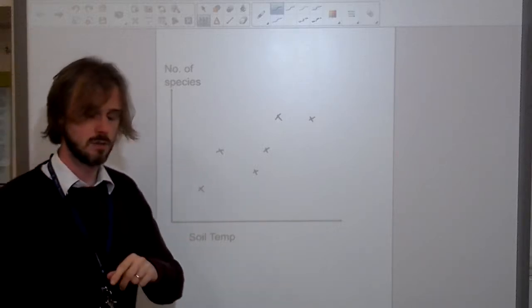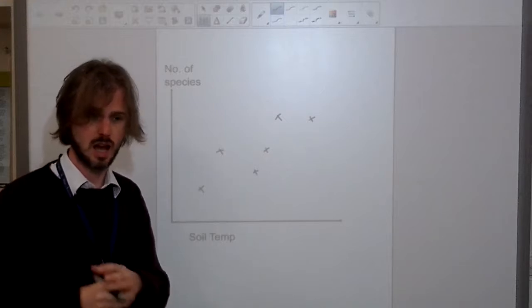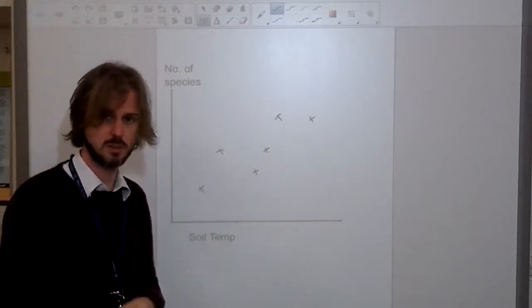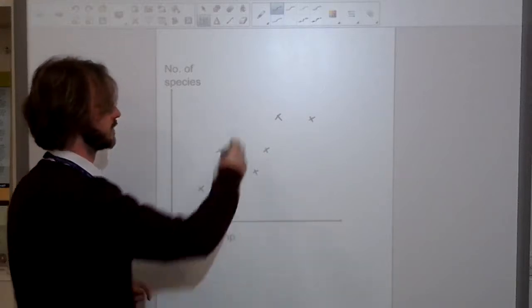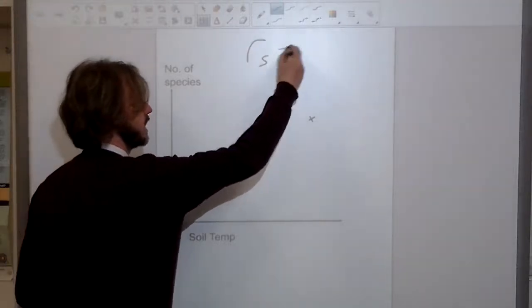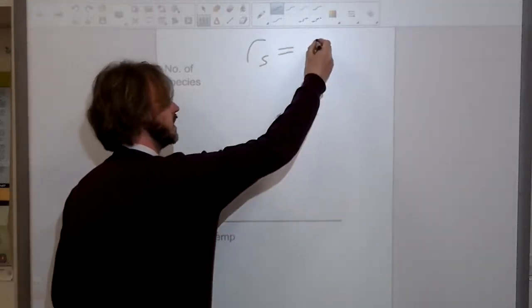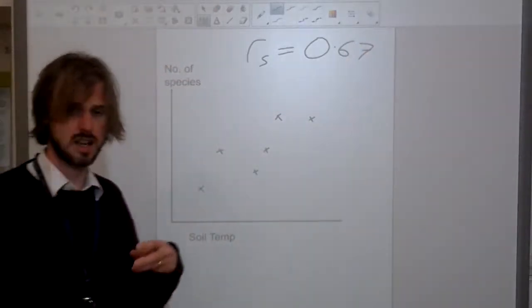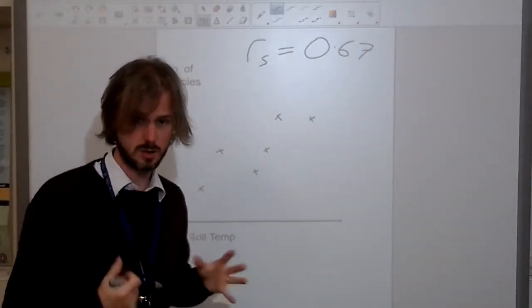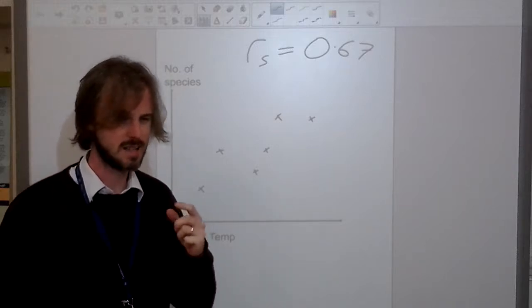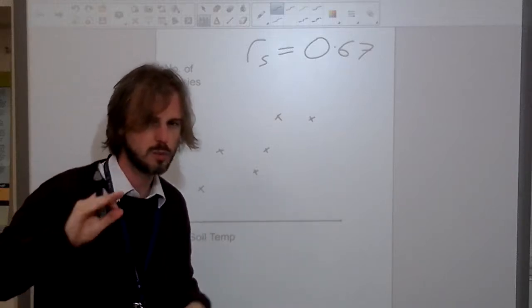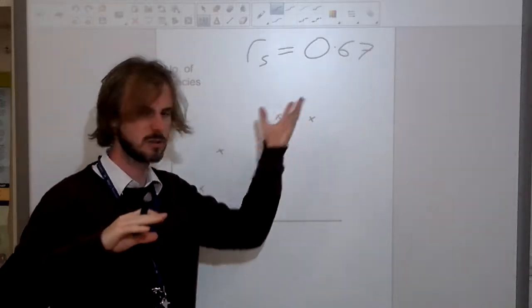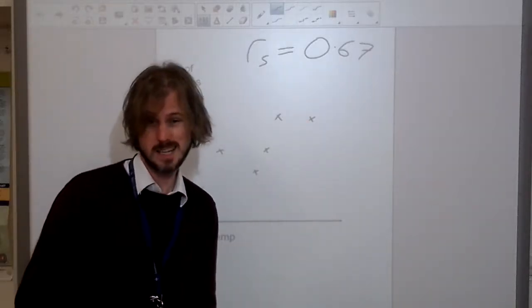And at the end of that video, I had invented some results linking soil temperature to the number of species found in each quadrat. And we calculated this and we got a Spearman's rank correlation coefficient of 0.67. And I ended by saying that's pretty good. That's positive, so it's showing a positive correlation. And it's quite close to 1. Remember, 1 would be the perfect correlation, and 0.67 is quite close. So I said that's pretty good.